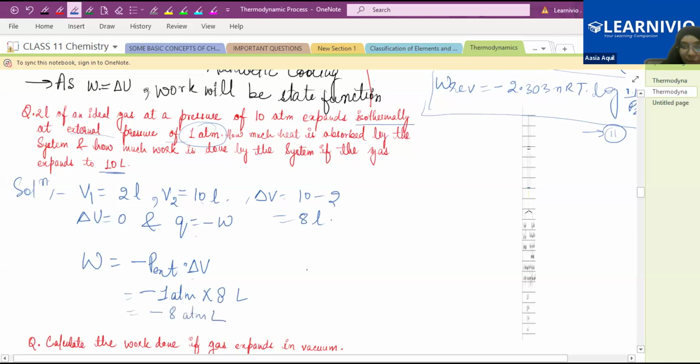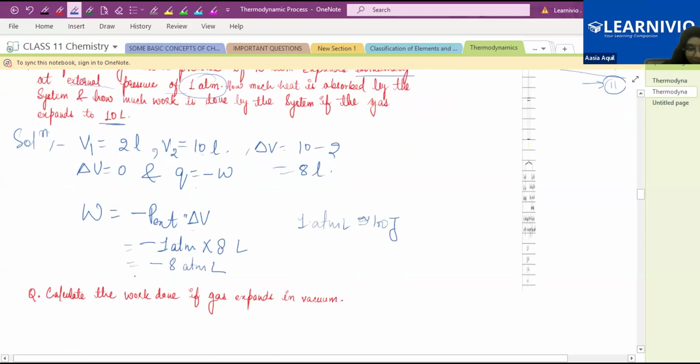You know that 1 atmosphere liter is approximately equal to 100 joule. So you can substitute it here and you will get minus 800 joule. So work here is negative 800 joule, and negative means the work is done by the system. The question here is how much work is done by the system if the gas expands.